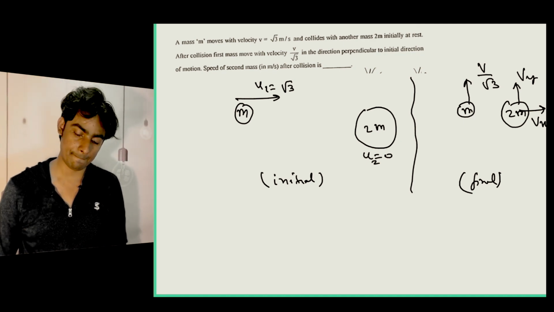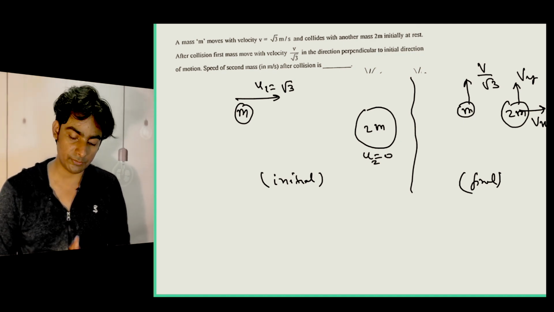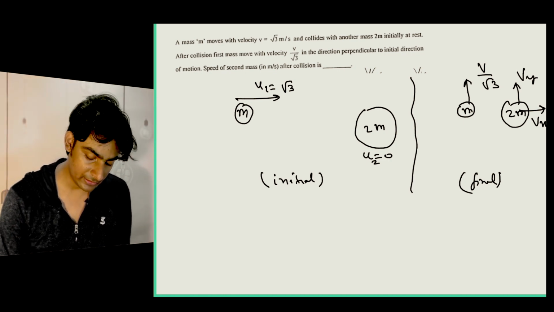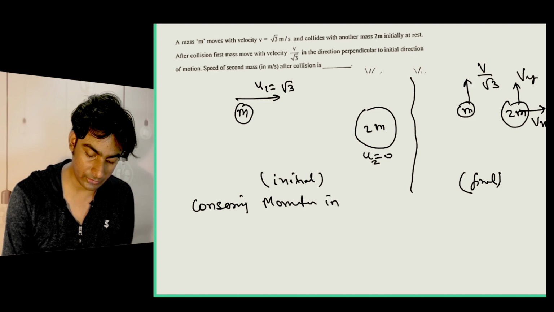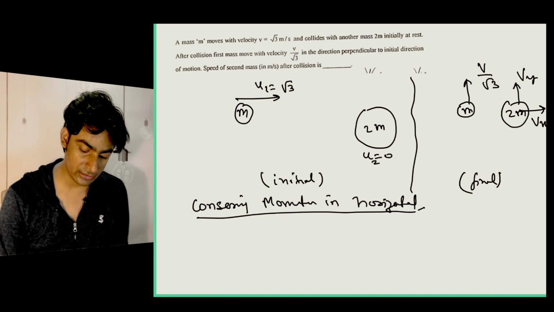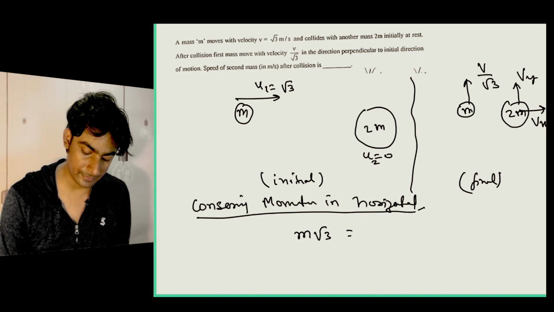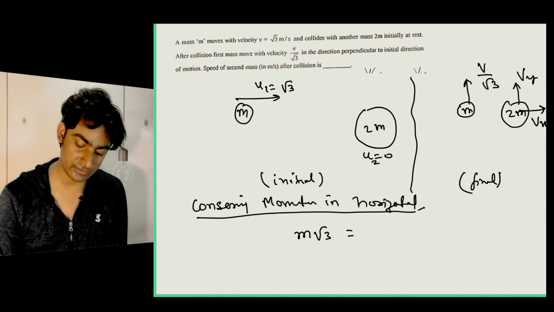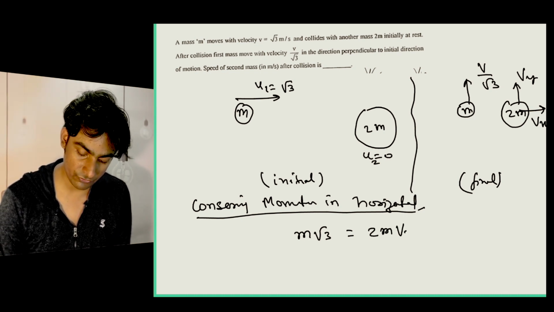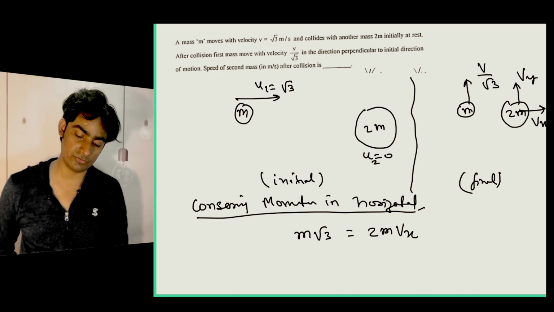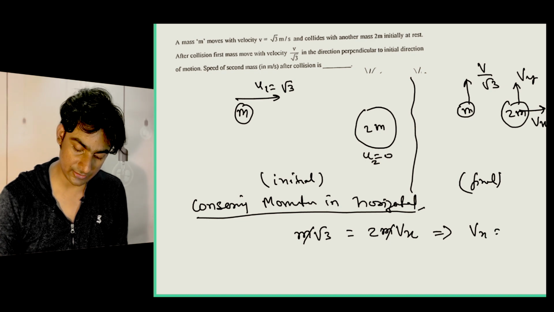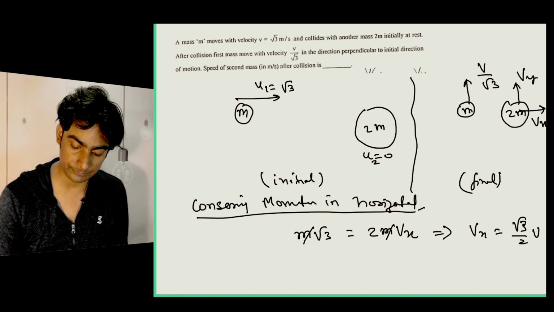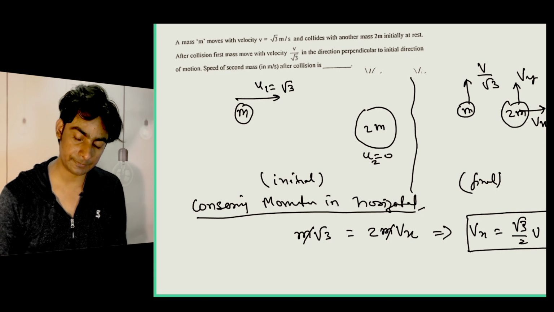We need to conserve the momentum in both directions. So, conserving momentum in the horizontal direction: horizontally the initial momentum is m into root 3, and the final momentum in the horizontal direction is 2m into vx. So what we can get from here is vx as root 3 by 2v. So this is our vx.